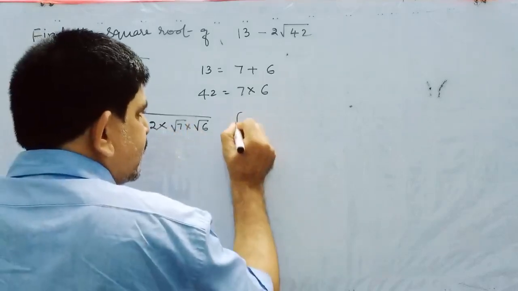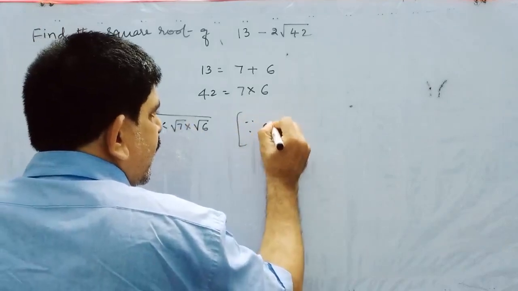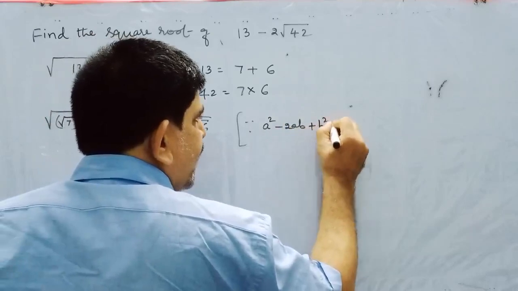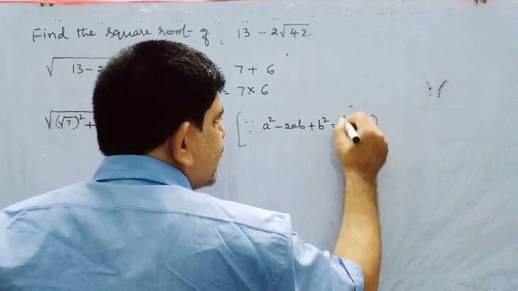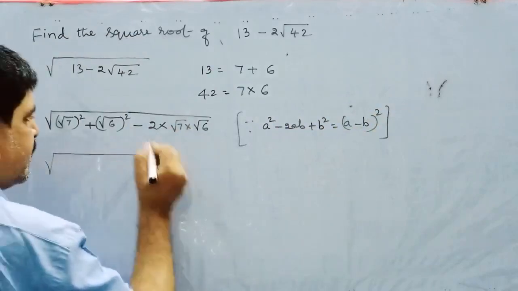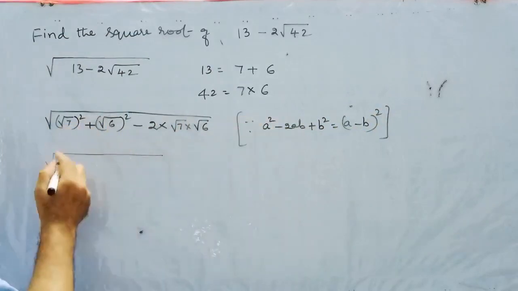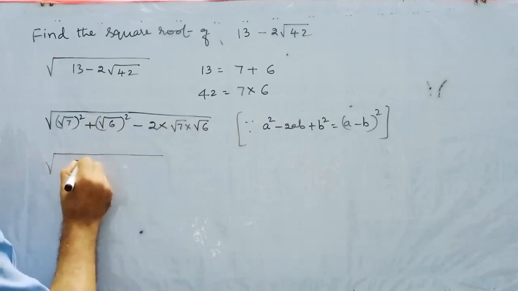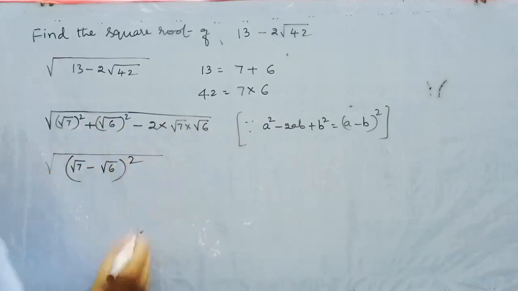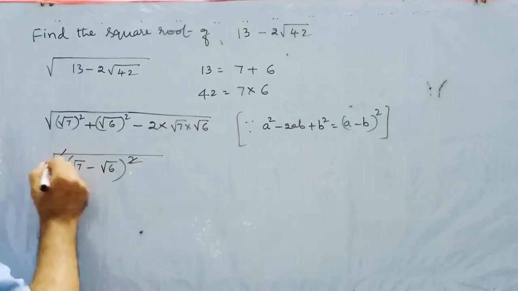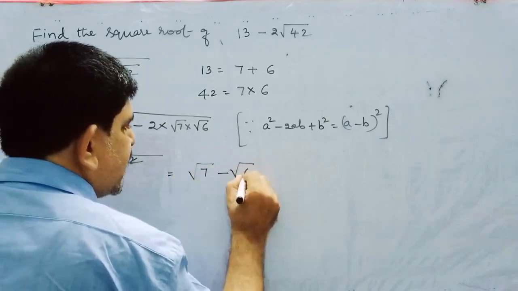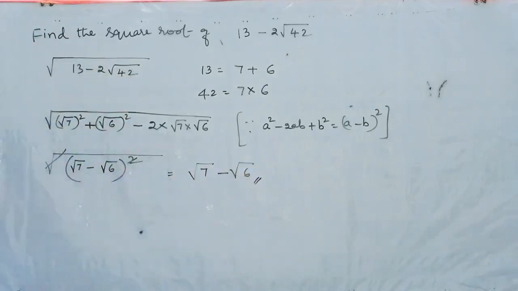Since a square minus 2ab plus b square is equal to (a minus b) whole square, this can be written as root of (a minus b) whole square, that is root of (root 7 minus root 6) whole square. Now the square and root get cancelled. So this is equal to root 7 minus root 6. Okay, understood children?